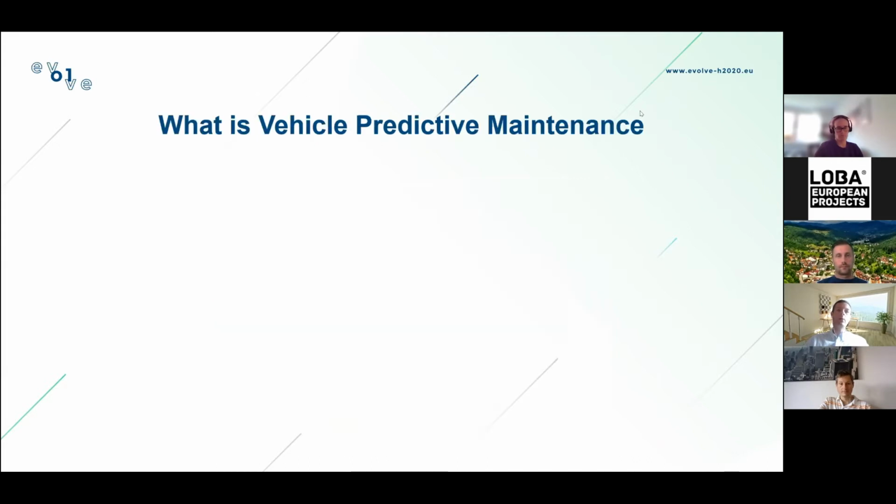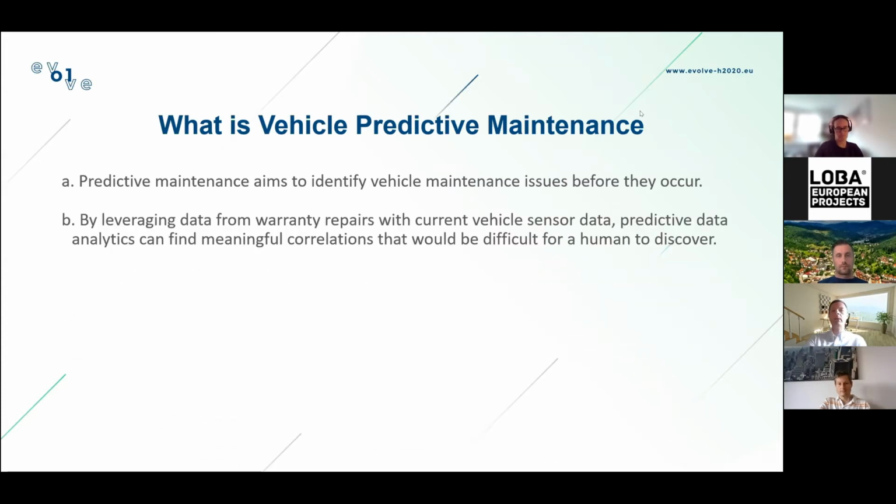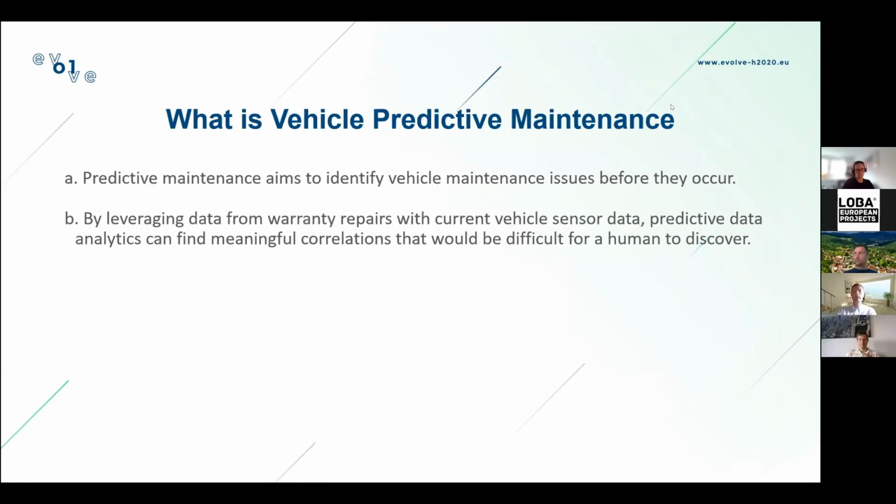So we started working on predictive maintenance, but why predictive maintenance? Predictive maintenance aims at identifying vehicle maintenance needs before they actually happen. By leveraging data, for example from warranty repairs or from garages and similar, coupled with current vehicle sensor data, predictive data analytics can actually find meaningful relationships that would be very difficult for humans to discover.